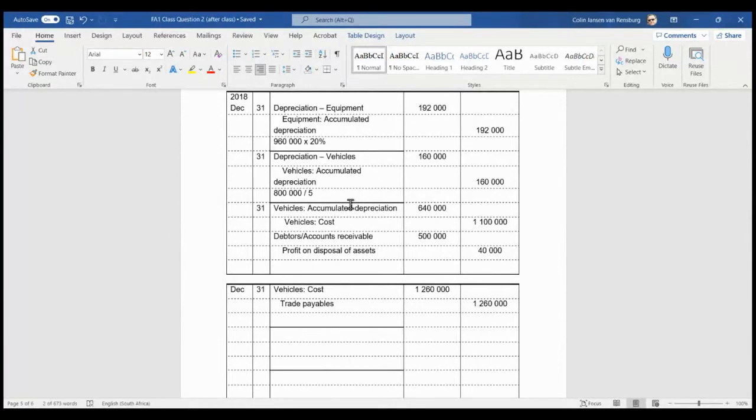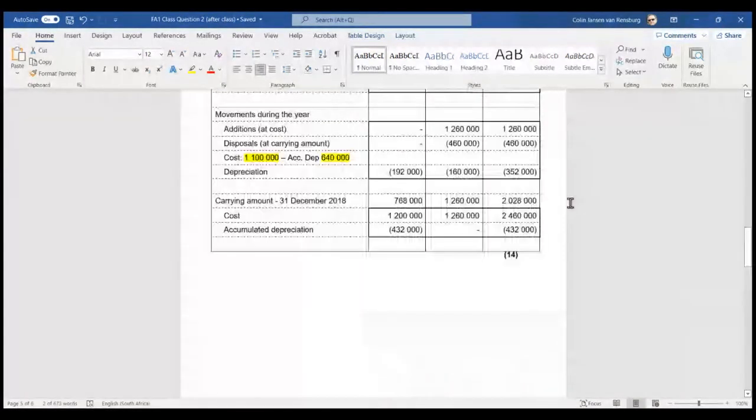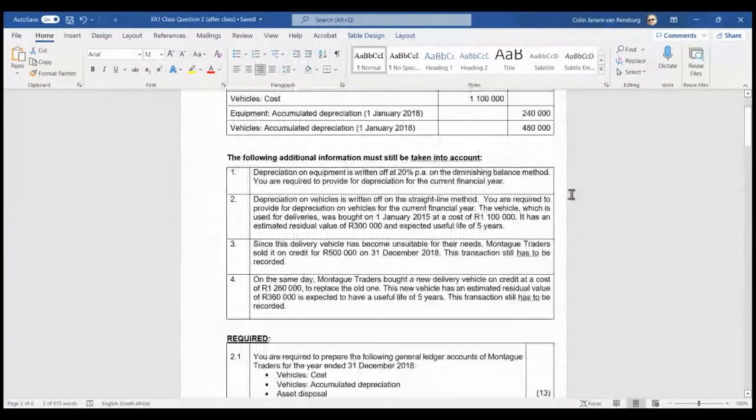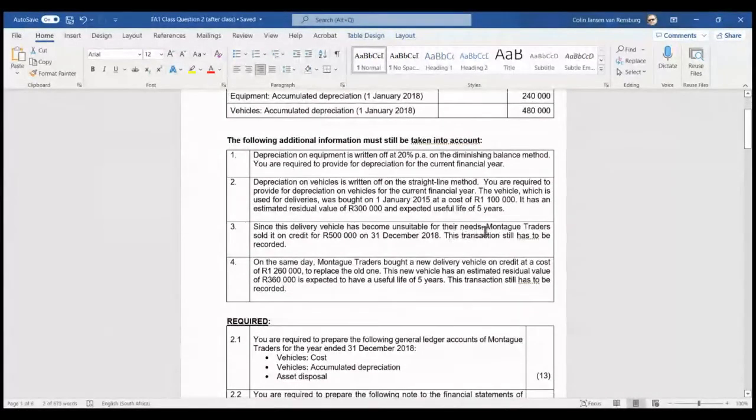We've got 640,000 on the debit side. We've got 1.1 million on the credit side. That means we need some more information, and they have provided us with more information. Let us go back to that third paragraph there. They said we are able to sell it on credit, so we will have to debit some sort of a debtor or an accounts receivable. We've sold it on credit for 500,000 rands, ladies and gentlemen.